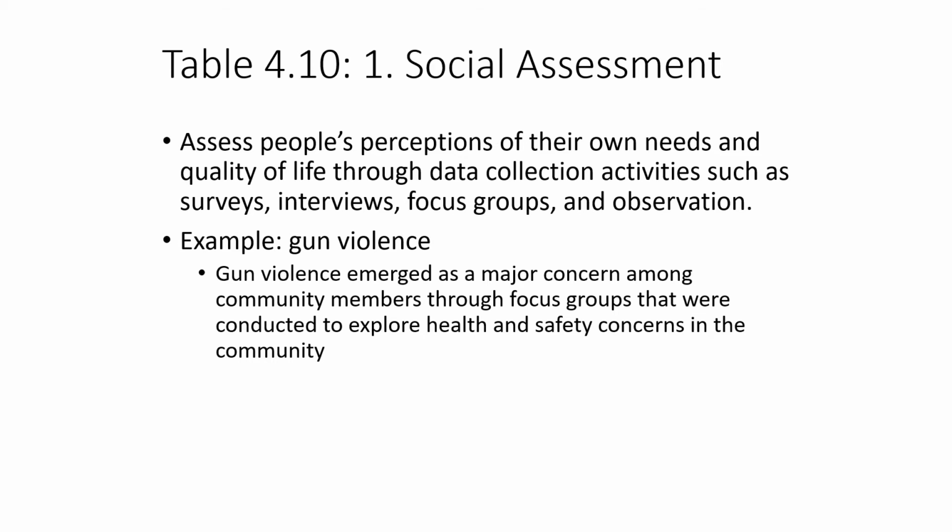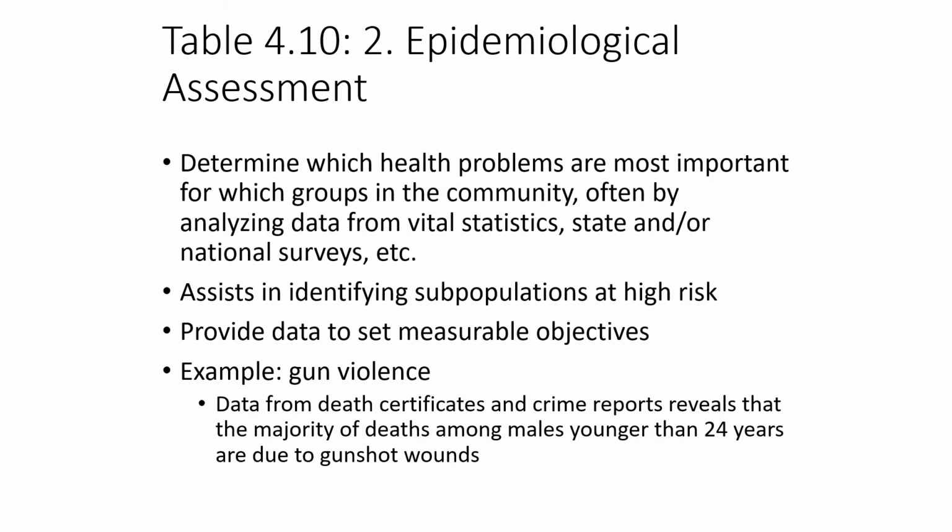Moving on to the next assessment, that is the epidemiological assessment. It determines which health problems are most important for which groups in the community, often by analyzing data from vital statistics, national surveys, etc. These steps are helpful to identify the subpopulation at higher risk and provide data to set measurable objectives. Again, coming on to this example of gun violence, data from death certificates and crime reports reveal that the majority of deaths among males younger than 24 years are due to gunshot wounds.